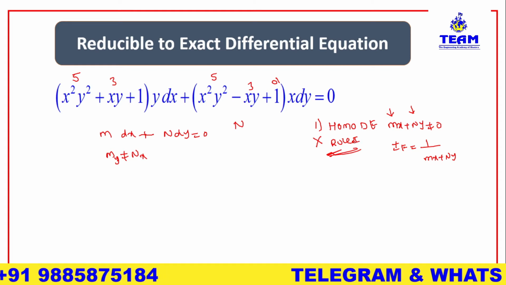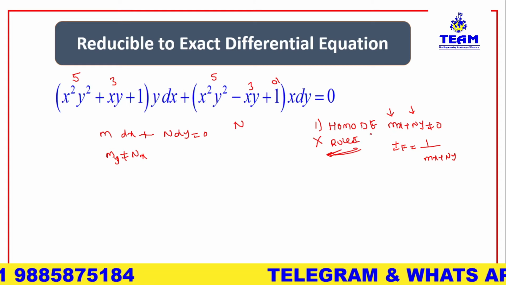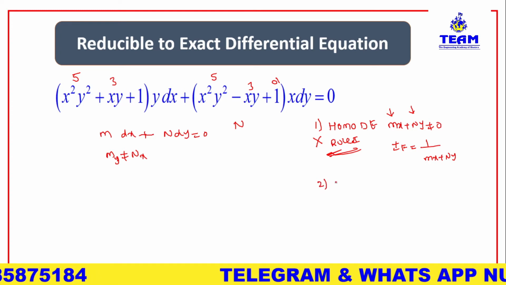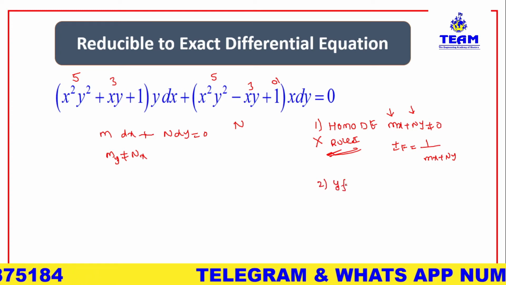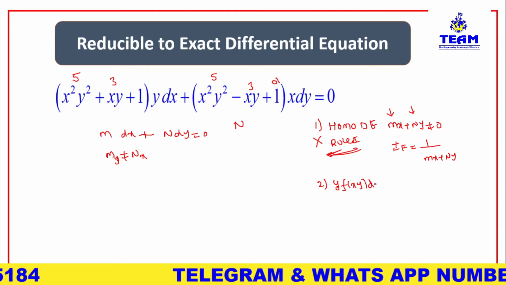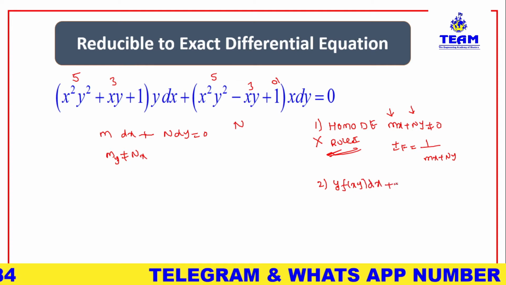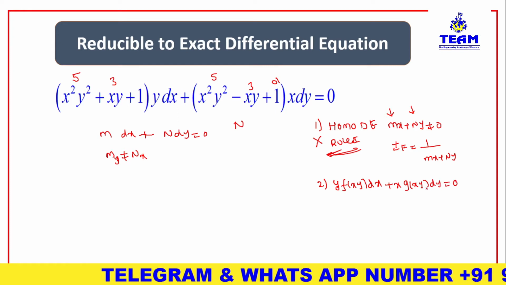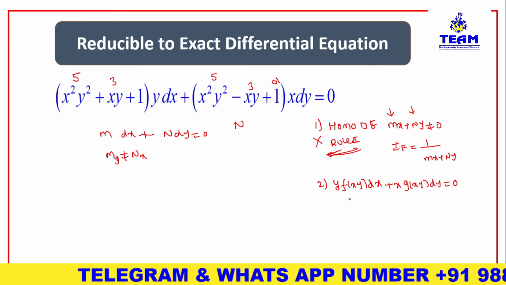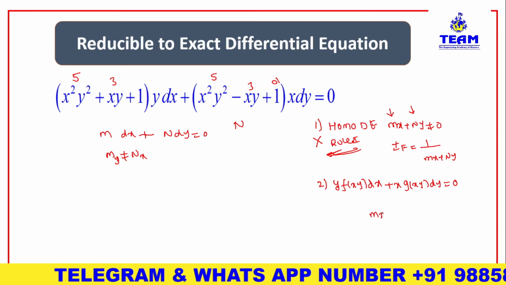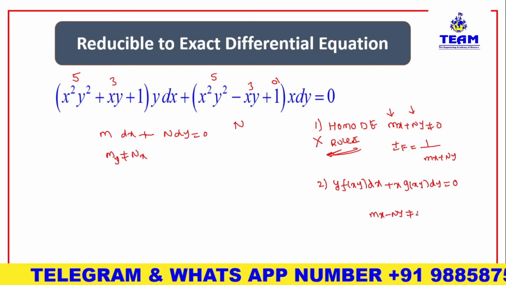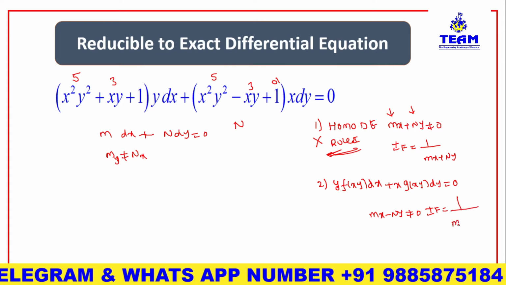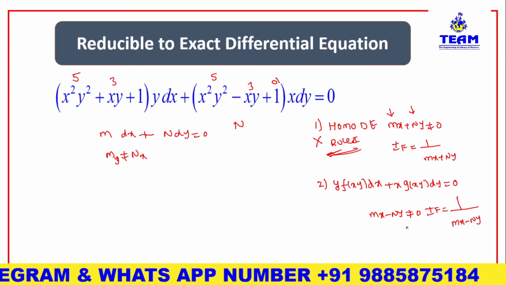My intention, rule 1 means which one? Homogeneous differential equation method. Right. Now coming to rule 2. Rule 2 means friends, it should be in the form of y into f(xy) dx plus x into g(xy) dy is equal to 0. Then if it is satisfying this form, you have to find out Mx minus Ny. If it is not equal to 0, in this case the integrating factor is 1 by (Mx minus Ny), friends. You remember this.